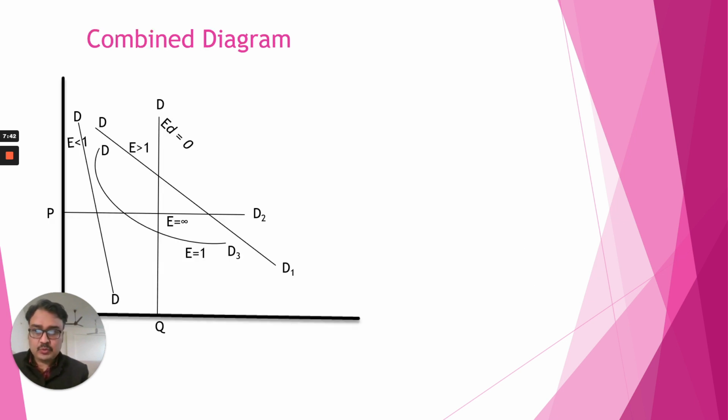Now we can show all the degrees of price elasticity of demand in the combined diagram. There are 5 demand curves shown. If the demand curve is DT, elasticity will be less than 1. If it is PD2, that is parallel to x-axis, elasticity is infinity. If it is DD1, elasticity is more than 1. If it is parallel to y-axis, like DQ, elasticity is equal to 0.